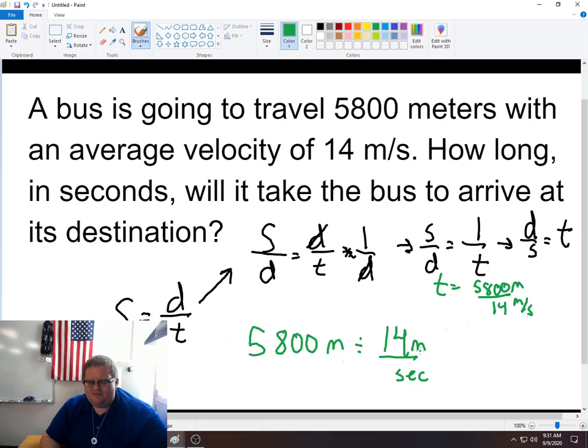Okay, so whenever I have this, there's some kind of thing you may have heard, keep change flip. When you divide fractions, you just multiply the reciprocal. Is what I'm trying to get at. So instead of dividing by 14 meters over seconds, this is the same as 5,800 meters times seconds on top over 14 meters. And really, you can just put 1 there if you want.